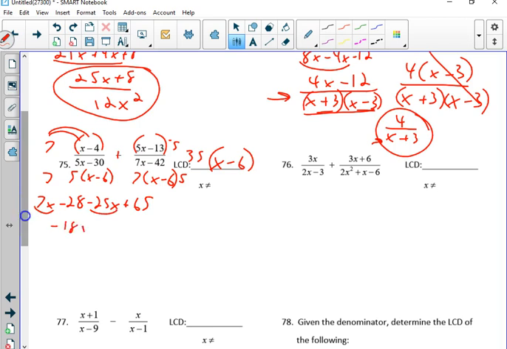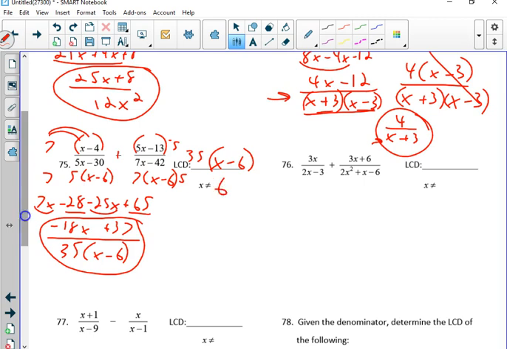Join like terms. I get negative 18x. 65 minus 28 is 37. I can't do anything with any common factoring there, and so I am finished. And what can x not be? It just can't be 6. And remember, all we do here is set this equal to 0 to find out what that would be in our head or on paper. And that's what it can't be, because it's in the denominator.